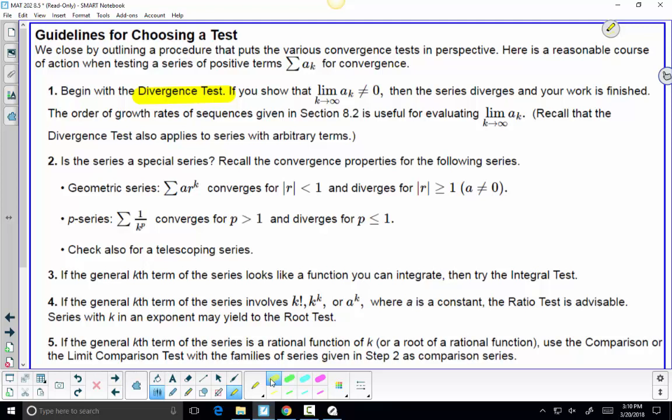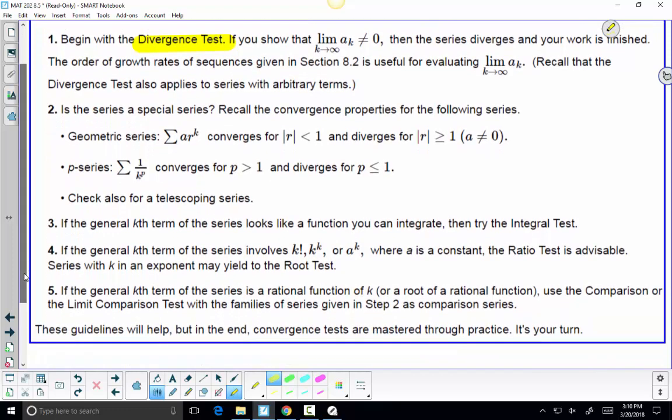Okay, and then they just say that we use the growth rate thing to figure out that limit. Yes, okay, we know that. So divergence test first. Then we look for our three special series. We have a GS, we have a PS, and we have a telescoping.